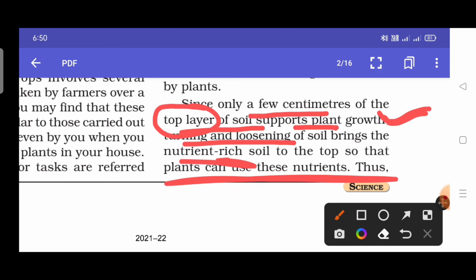वही न्यूट्रिएंट से आप रिच कर दोगे तो आपका प्लांट या जो भी क्रॉप होगी वो काफ़ी अच्छे से ग्रो कर पाएगी, उसके रिज़ल्ट काफ़ी बेनिफिशियल रहेंगे.